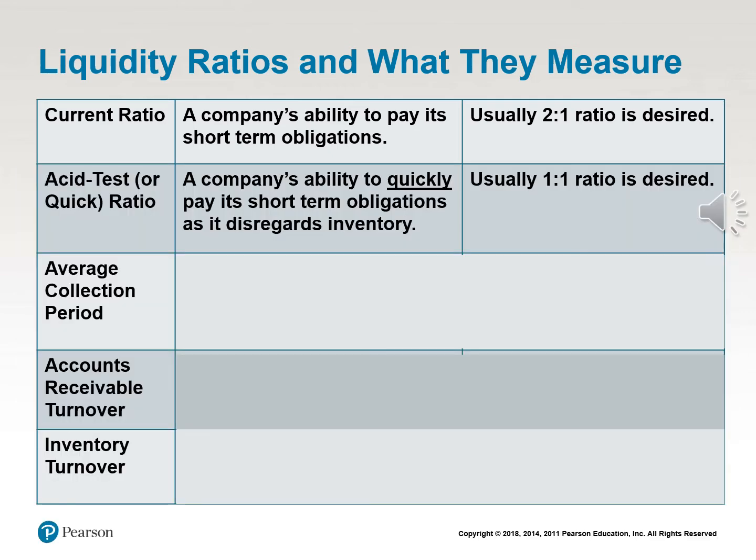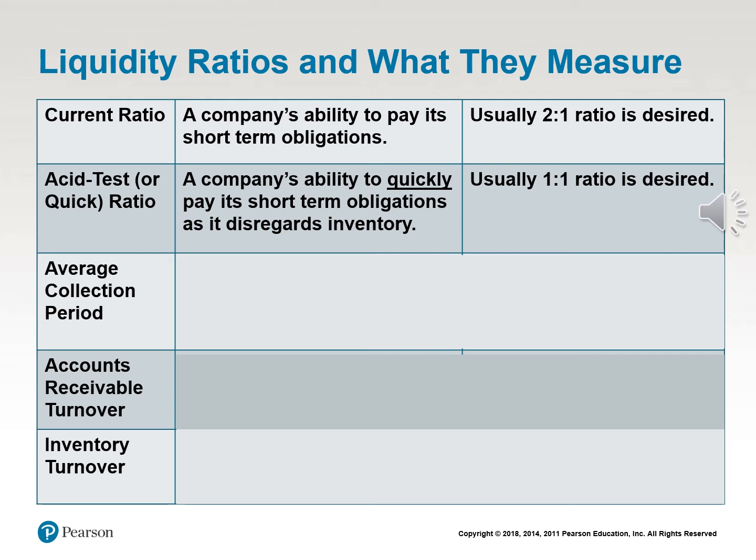The acid test ratio, or quick ratio, is an even better measure of true liquidity. It takes inventory out of the mix. Inventory is not as liquid as some of the other current assets, so it makes a lot of sense.